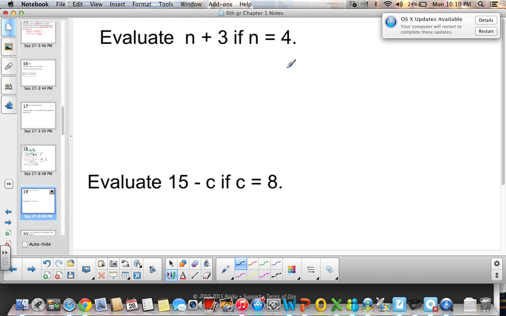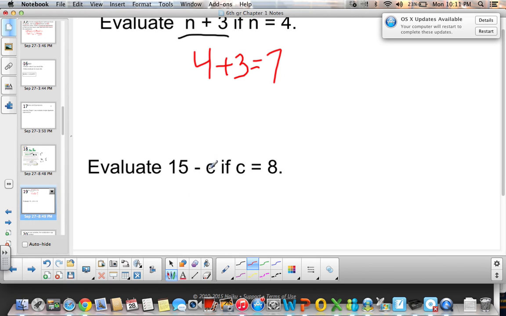Evaluate n plus 3 if n equals 4. So n plus 3 is an example of an algebraic expression, and then it's telling us that n equals 4. So what we're going to do is take 4 and plug it in to n. We're going to rewrite this, except for our n, we're going to have a 4. So 4 plus 3 would equal 7. Now obviously if n was a different number, we would get a different answer, but n is 4, so we put in 4.